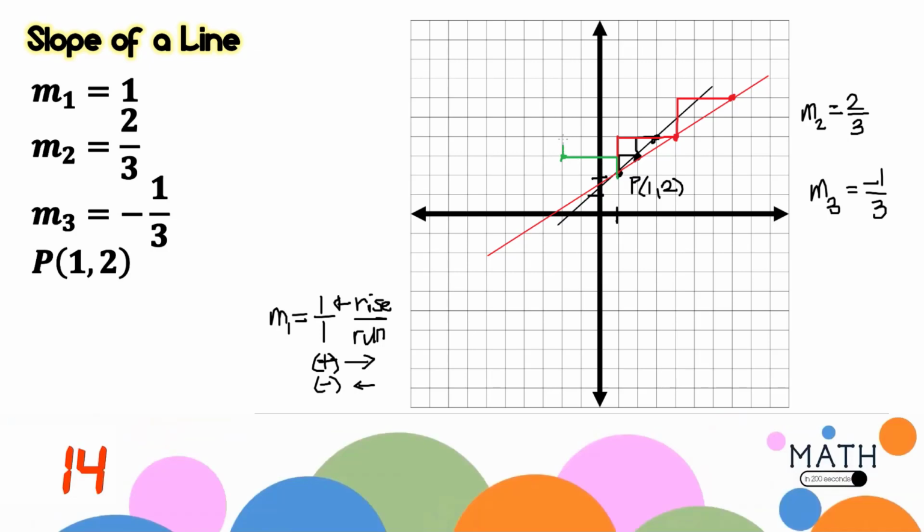Going further, rise of 1, then run 1, 2, 3. This is another point. So the line connecting these 3 points represents the equation of a line having the slope of negative 1/3.